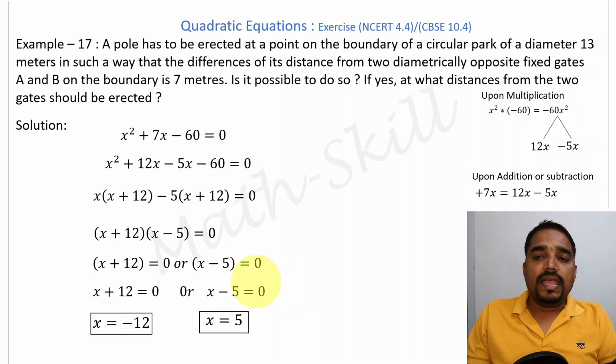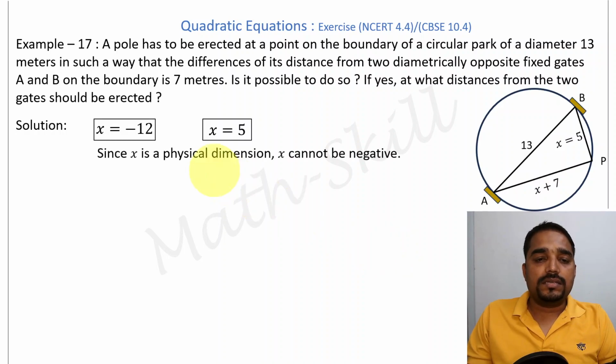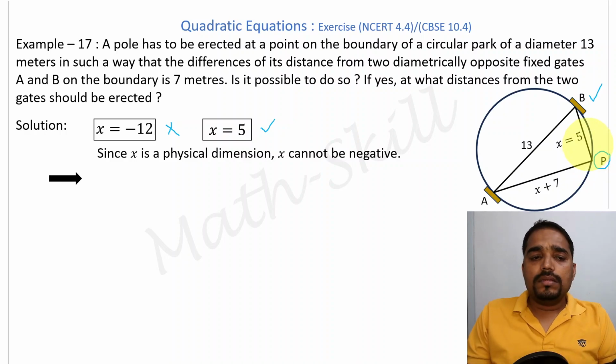But since x is the distance of the pole from the gate B, it cannot be negative. So the negative value of x cannot be considered. x is a physical dimension, the distance of the pole P from the gate B, so it cannot be negative. That is, the pole should be erected at a distance of 5 meters from the gate B. That is, BP is equal to 5 meters.